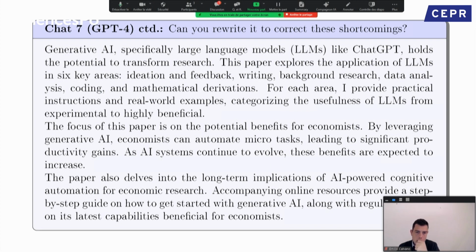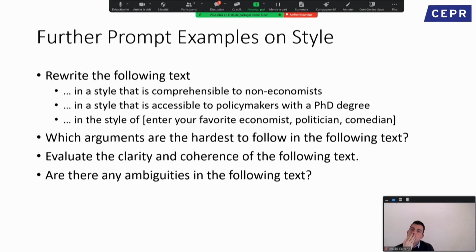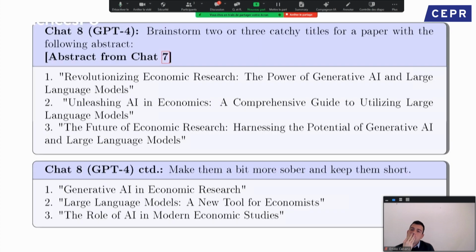Can you rewrite it to correct these shortcomings? And yeah, of course it could rewrite it. So I incorporated some of these changes in the final version of the abstract. And then I oftentimes use ChatGPT to do brainstorming for catchy titles, and it's quite useful.